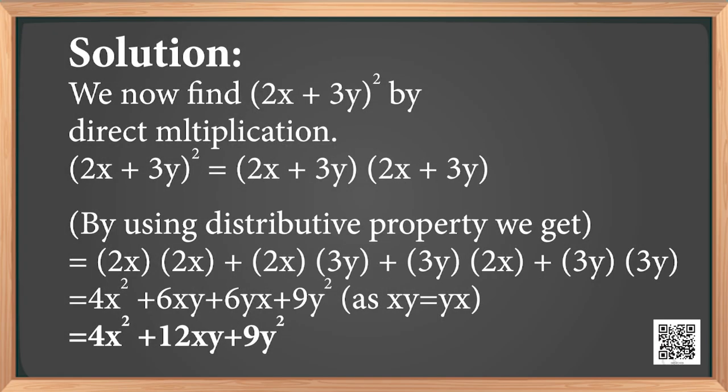We now find (2x plus 3y) whole square by direct multiplication. (2x plus 3y) whole square is equal to (2x plus 3y) into (2x plus 3y). By using the distributive property, we get 2x into 2x plus 2x into 3y plus 3y into 2x plus 3y into 3y. That is equal to 4x square plus 6xy plus 6yx plus 9y square, as xy is equal to yx. That is equal to 4x square plus 12xy plus 9y square.